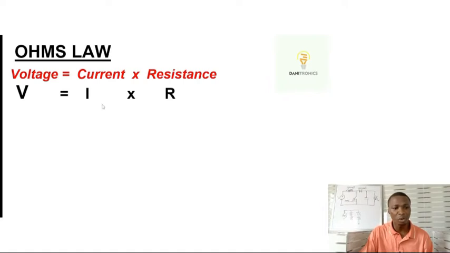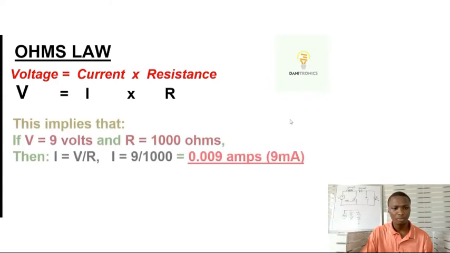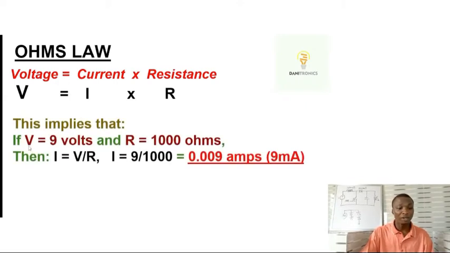And it's the same thing as V = I × R. So mathematically, this is the representation. Now this implies that if V, which is voltage, is equal to 9 volts, let's assume we have a 9-volt battery, and R is equal to 1000 ohms, so we have a resistance of 1000. Then, making I the subject of the formula from basic mathematics, I will be equal to V over R. Then I will be equal to 9 divided by 1000, and that's equal to 0.009 amps, which is the same thing as 9 milliamps.